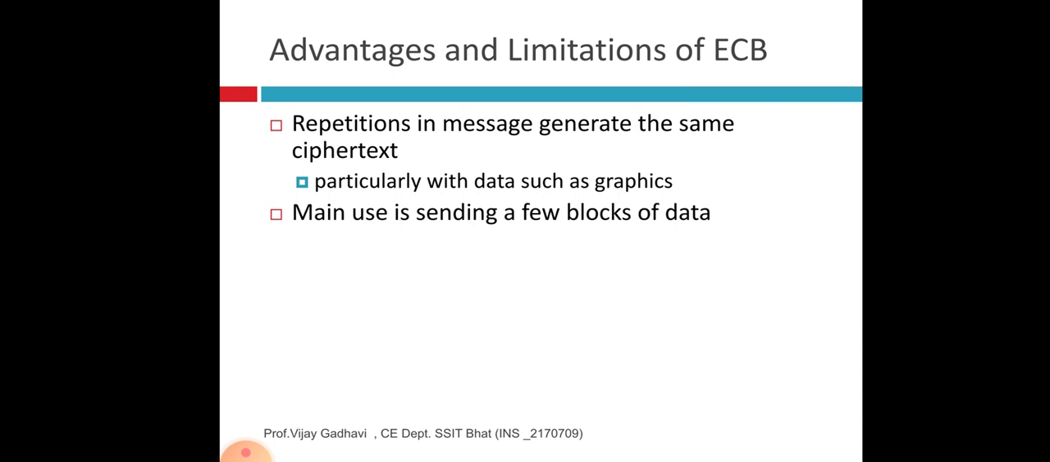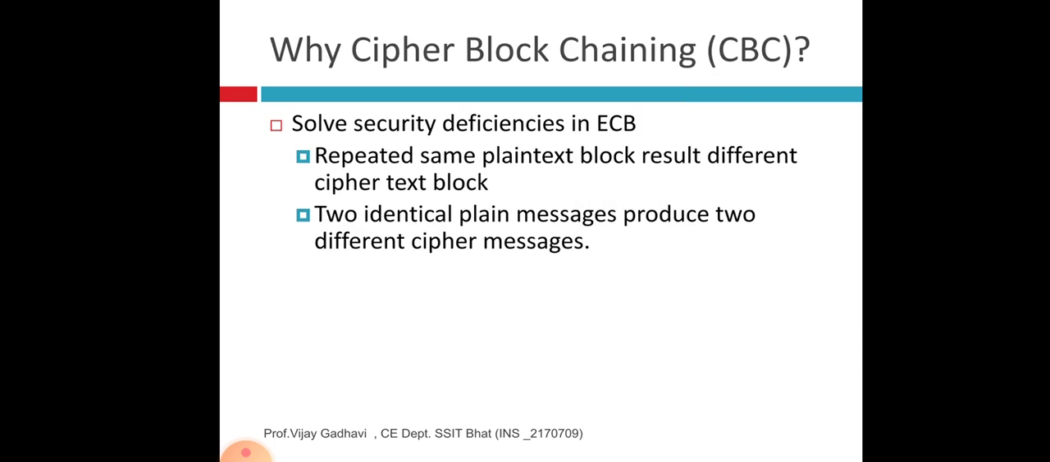Repetitions in the message generate the same ciphertext, for example, particularly with data such as graphics. The main use is sending a few blocks of data.